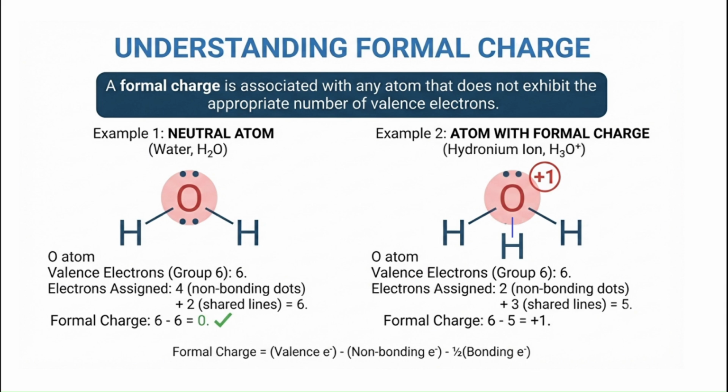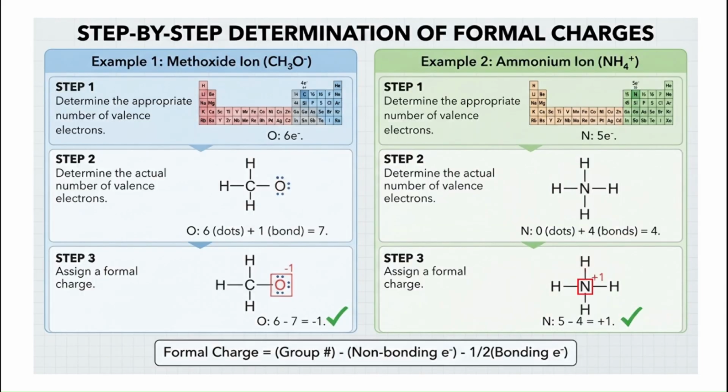Next, we're going to break down the step-by-step determination of formal charges using 2 common chemical species, the methoxide ion, CH3O-, and the ammonium ion, NH4+. To calculate a formal charge, we use the core formula displayed at the bottom. Formal charge equals group number minus non-bonding electrons minus half of bonding electrons. Let's walk through this process using 2 examples.